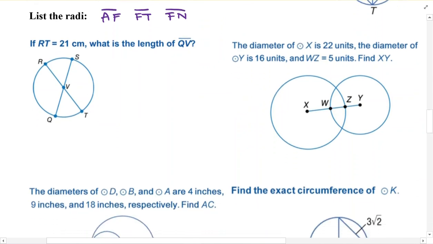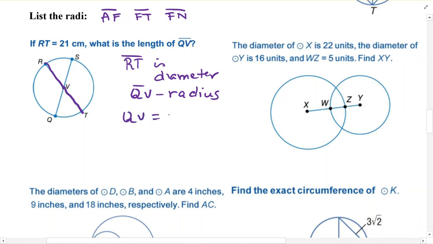In this picture, we're given that RT, which is the diameter because it goes through the center, is 21 centimeters. So we know that RT is a diameter. And we want to find QV, which is a radius. So QV would be the diameter divided by 2, which is 10.5 centimeters.